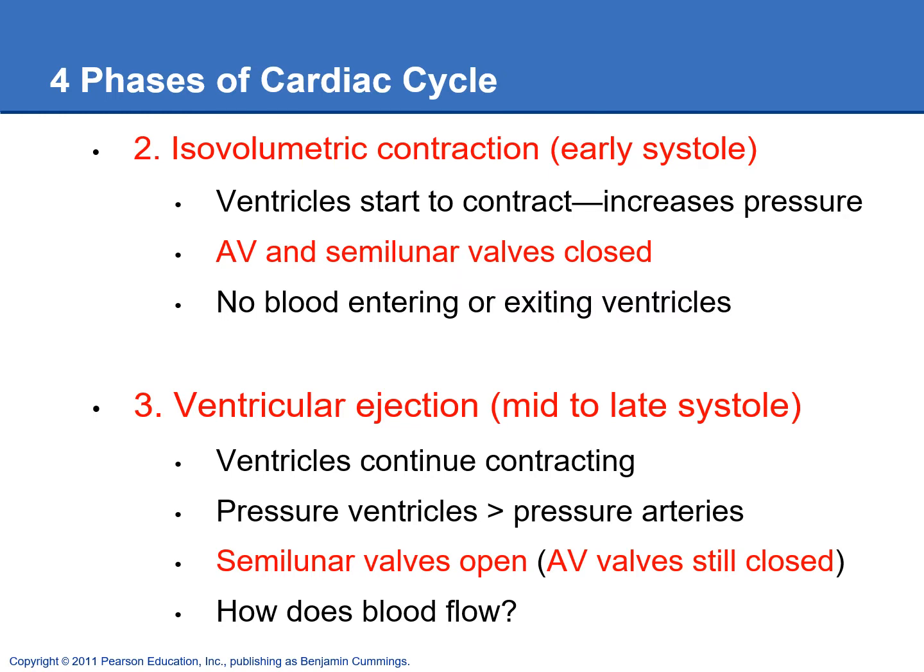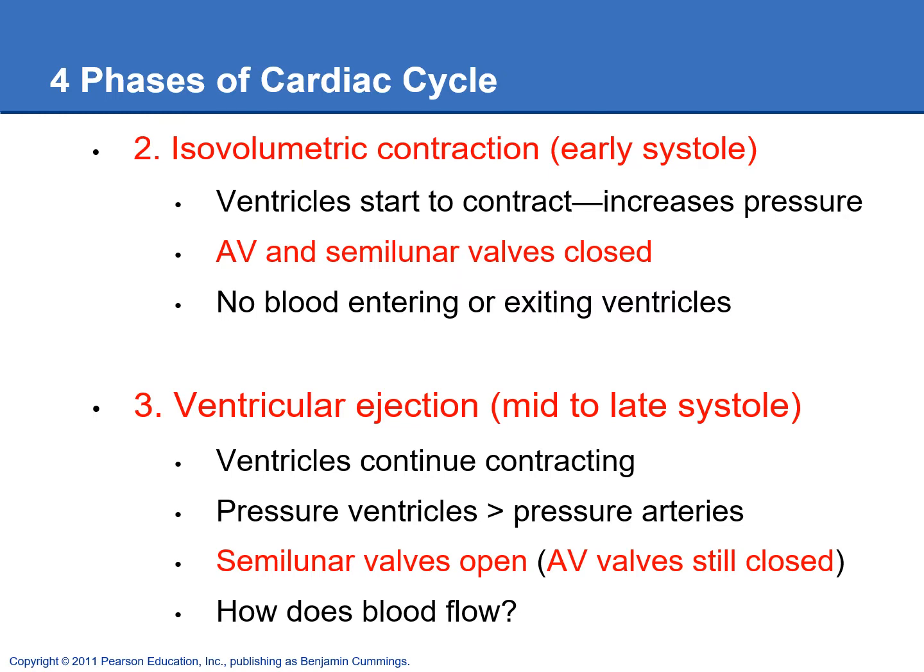So as the ventricle starts to contract, it increases the pressure inside the ventricle, which now makes it higher than the atria. So that will close both AV valves. But the pressure in the ventricle is not high enough yet to open the semilunar valves. So during isovolumetric contraction, all 4 valves are closed and there's no blood entering or leaving the ventricles. So that's why it's called isovolumetric.